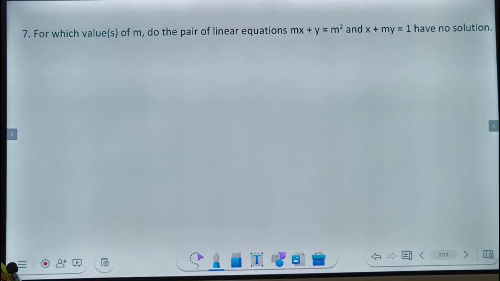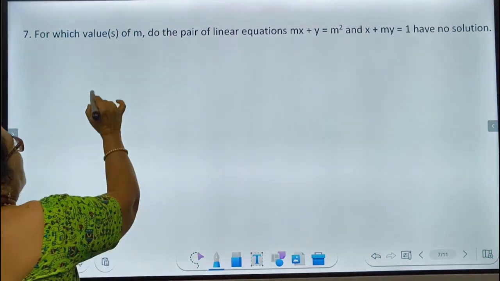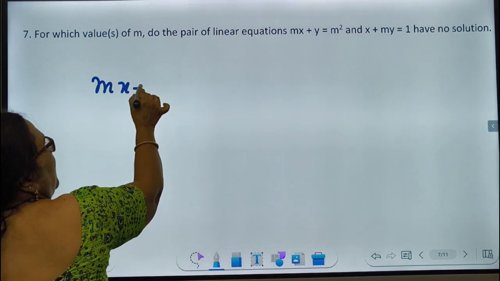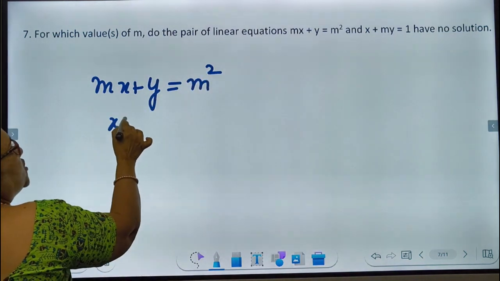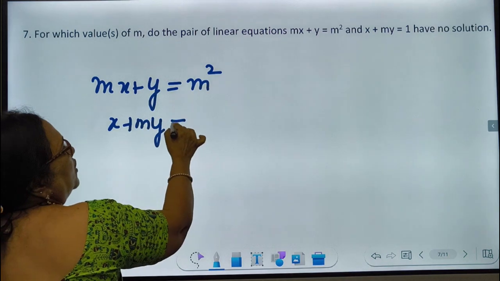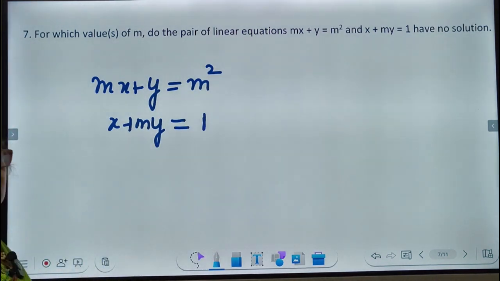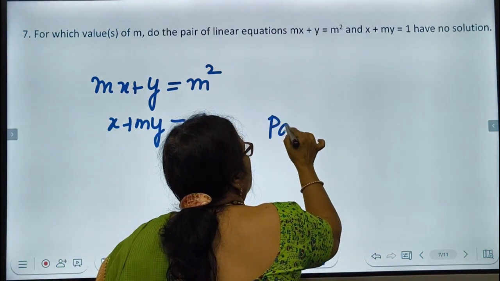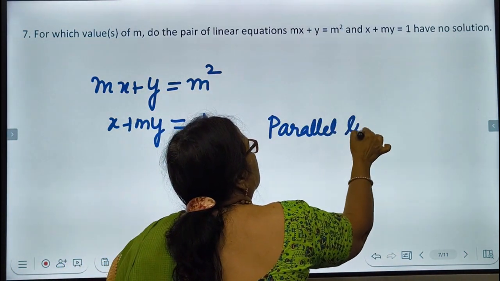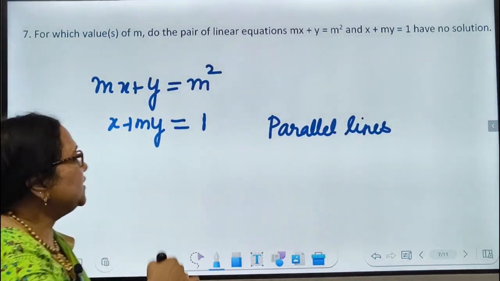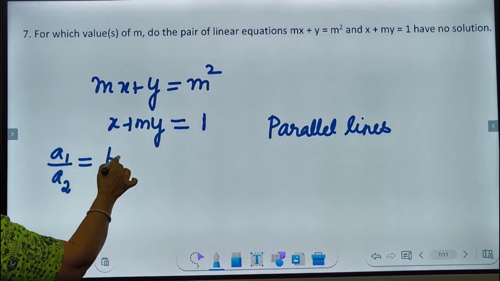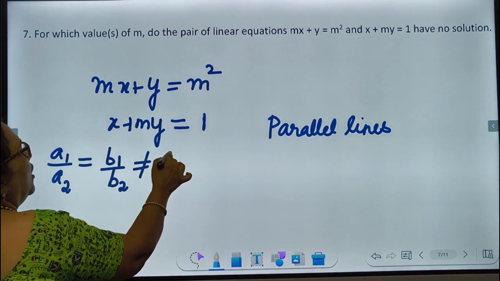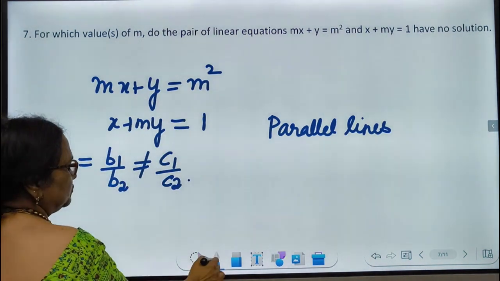Find the value of m so that the pair of linear equations has no solution. So what is the pair of linear equations? mx plus y equal to m square. x plus my equal to 1. When will they have no solution? When they represent parallel lines. In order for the lines to be parallel, what is the condition? A1 by A2 equal to B1 by B2 not equal to C1 by C2.